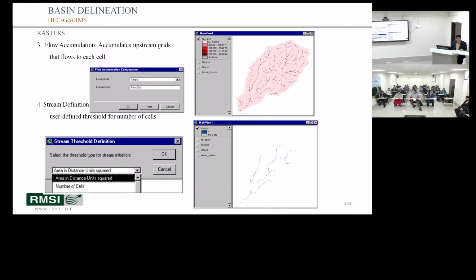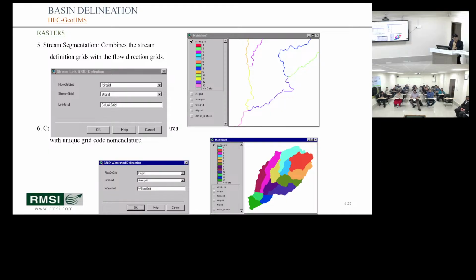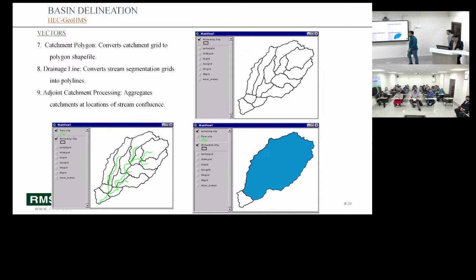Then flow accumulation is nothing but the adding of the flows in each basin. Then stream definition, joining the pixels and defining the stream. Nowadays in HMS you are not able to see all those functionalities, but you should know how the catchment delineation is performed in HMS. Then stream segmentation, and finally after some vector and raster files, you will get a river network and a subcatchment shapefile.